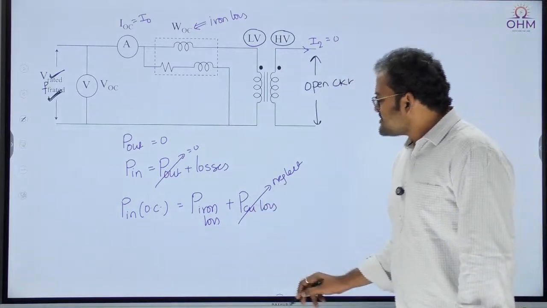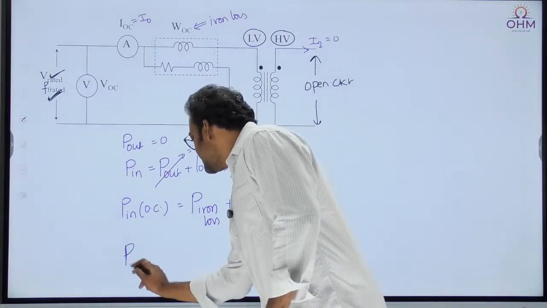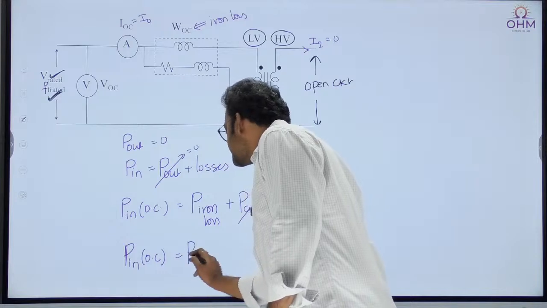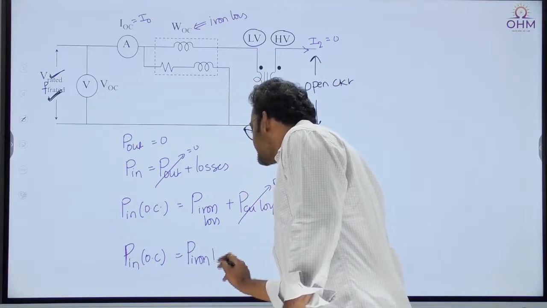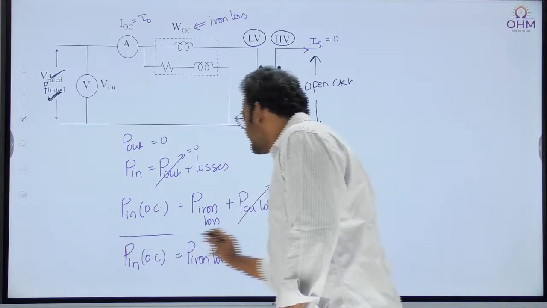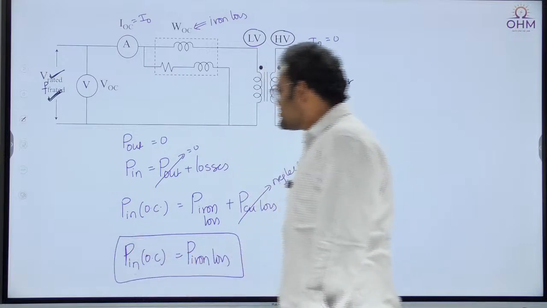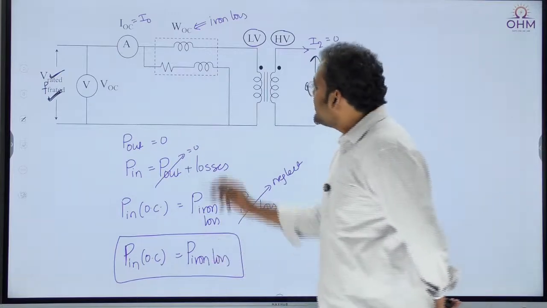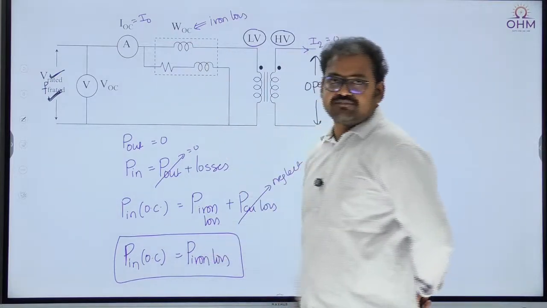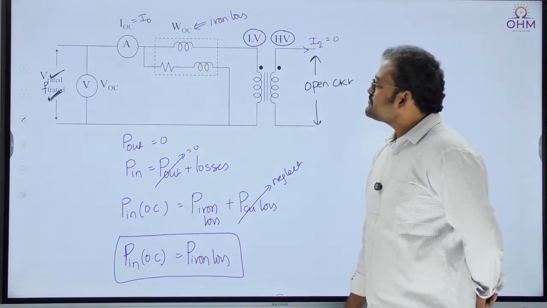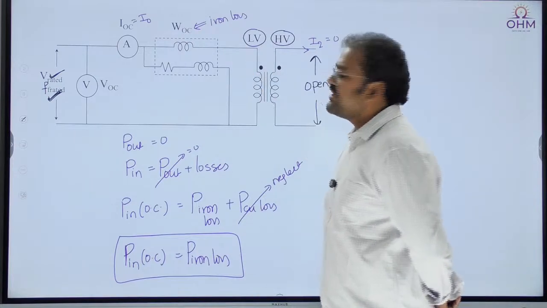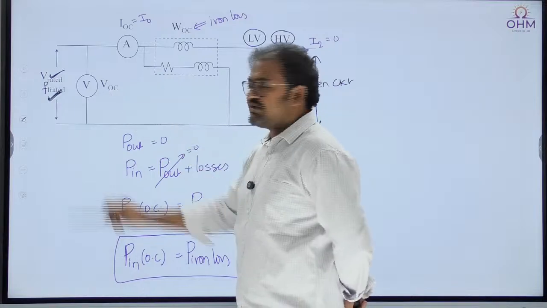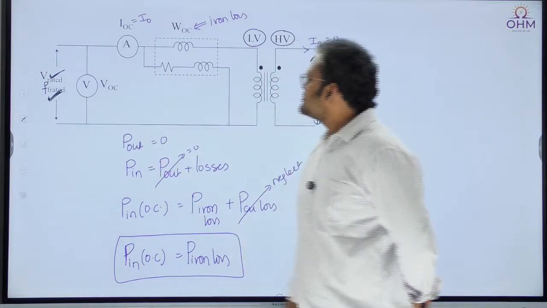So if copper loss is neglected, then the entire input power during open circuit test is just equal to iron loss of the transformer. That is why I told you this test is used to measure iron loss in a transformer. And to measure this iron loss, we are using this wattmeter. Also, the wattmeter will measure the iron loss. This ammeter will measure the no load current. Voltmeter will measure the rated voltage.